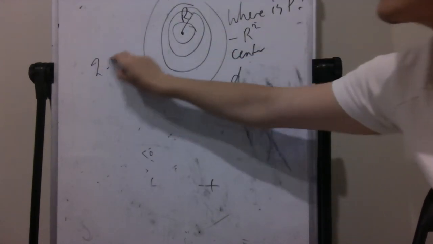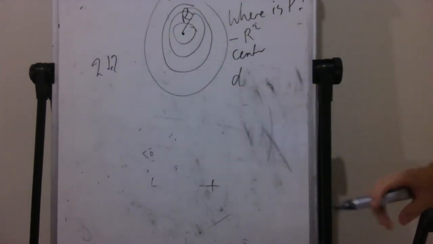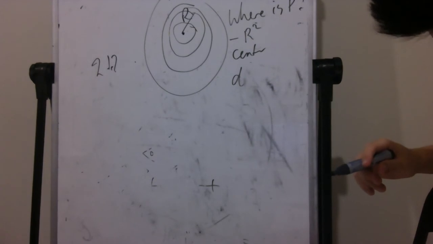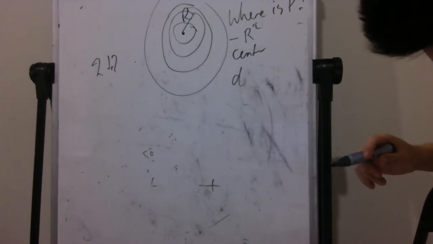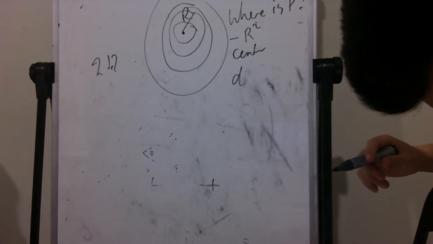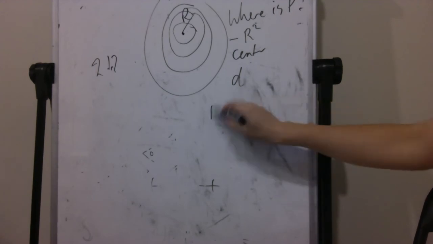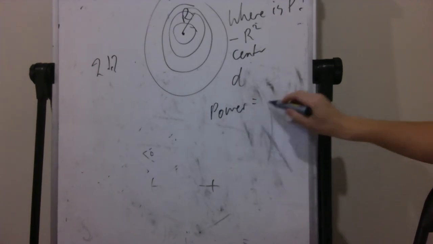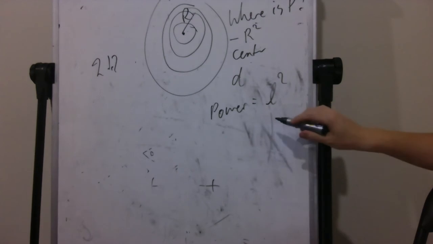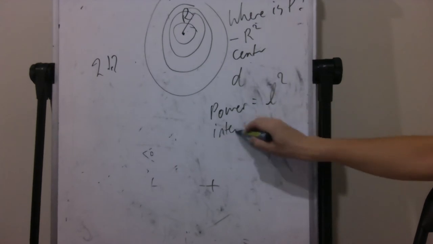Okay, so that's 2.2.1. Locus. If the power of a point has the positive value t squared, interpret the length t geometrically. So if its power equals, say, L squared, right? Interpret L geometrically.